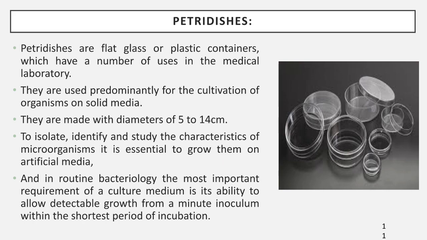Next is Petri dishes. Petri dishes are flat glass or plastic containers which have a number of uses in the medical laboratory, mainly in microbiology. They are used predominantly for the cultivation of organisms on solid media. They are made with diameters of 5 to 14 centimeters, and are used to isolate, identify and study the characteristics of microorganisms, essentially to grow them on artificial media. They are used in routine bacteriology.